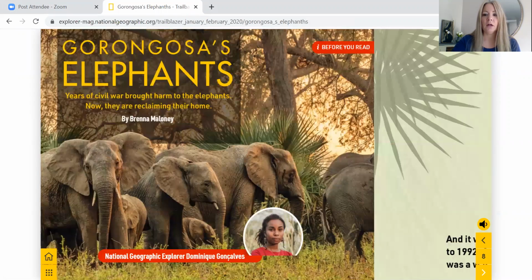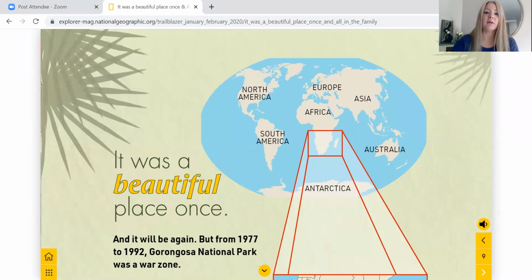So we're going to do this a little differently than we have in the past. I'm going to get us started, and then you're going to read parts of this text on your own, and then we're going to talk about words that you read. So it was a beautiful place once. Ooh, that means that maybe it's not now.